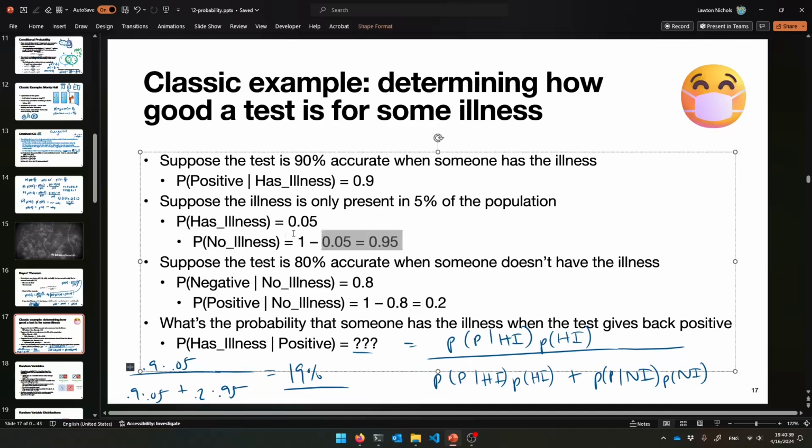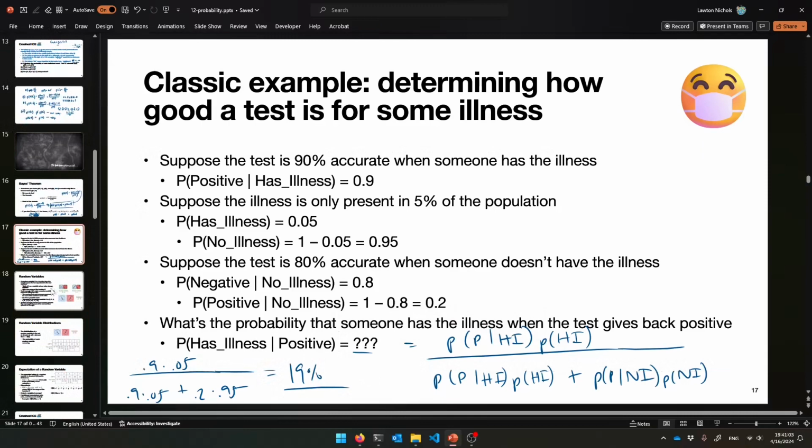Just because it's very unlikely to have the illness and it is possible to get a false positive, right? It's a 20% chance you get a false positive, even if you're one of the 95% of people that didn't have the illness. So even though the numbers look good on paper, what you really wanted to know, if you had the illness given that you got a positive test, it wasn't a very good test at the end of the day. So that's kind of fun to think about.